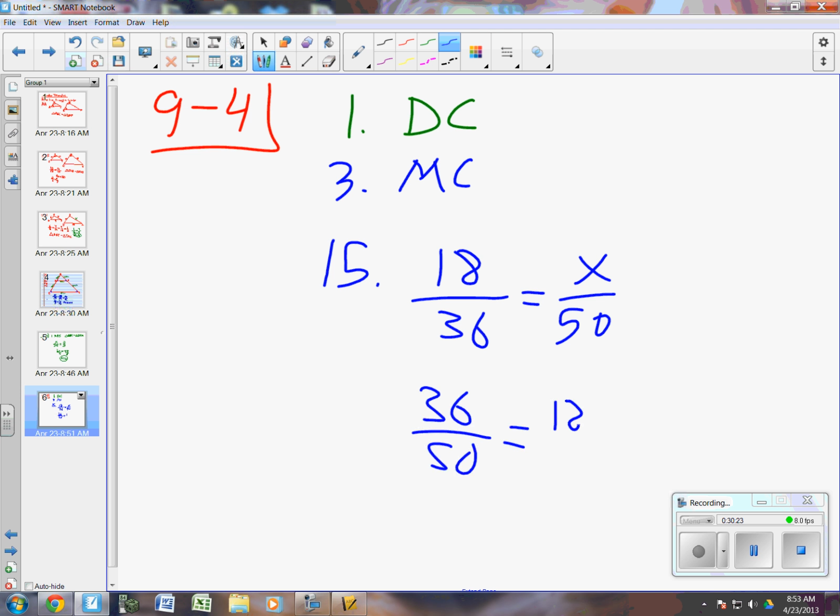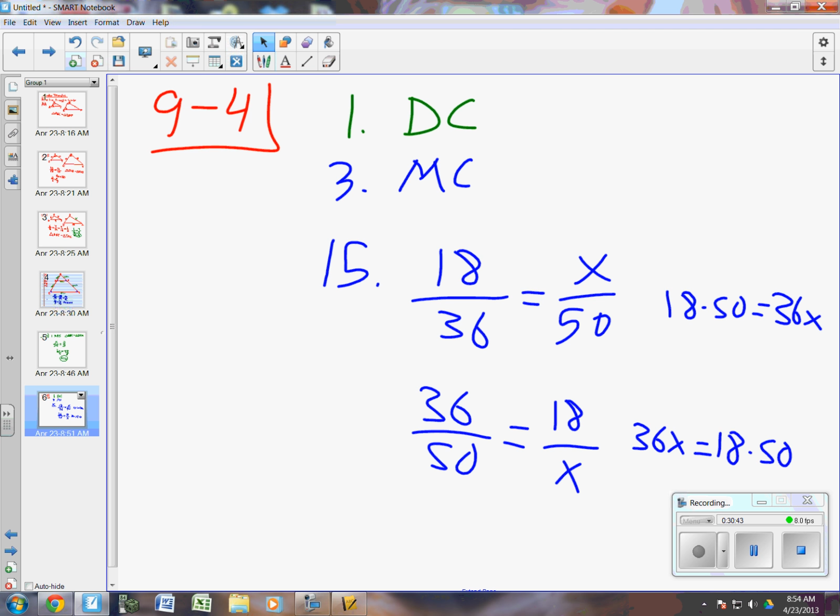18 over x. I want you to see that either way we do this, you're going to have 18 times 50, right? 18 times 50 is equal to 36 times x, 36x. And down here, 36 times x, 36x equals 18 times 50. Do you see how it works? Either way, it comes out to be the same equation. And so when you solve for x, you're going to get the same thing. Okay, does that make sense?